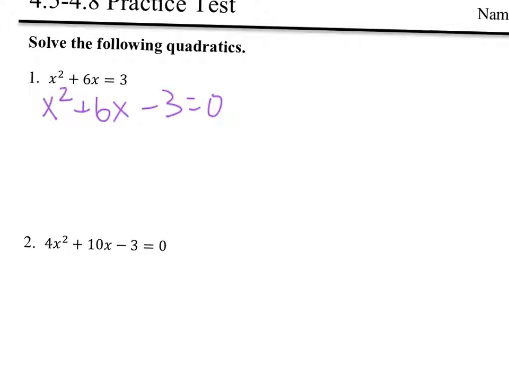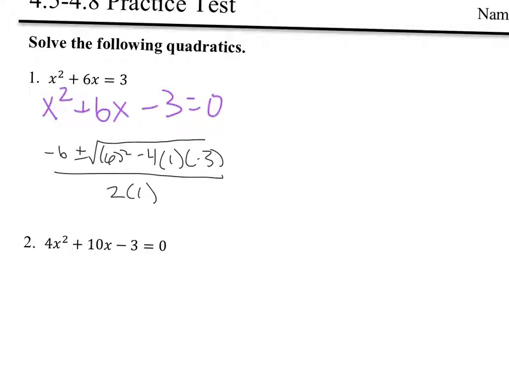We have opposite b. So opposite 6 plus or minus the square root. Make sure you always have this in parentheses. Minus 4ac all over 2a. That formula will be given to you on the test, where you have to first evaluate this right here. You have to plug that into your calculator.